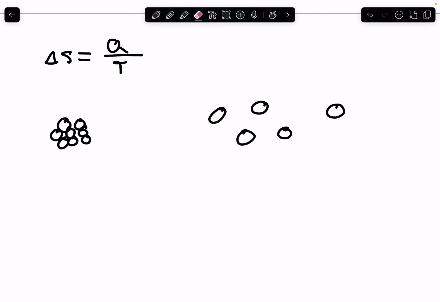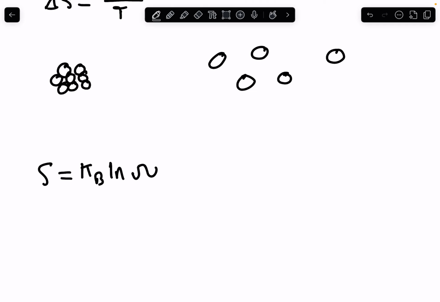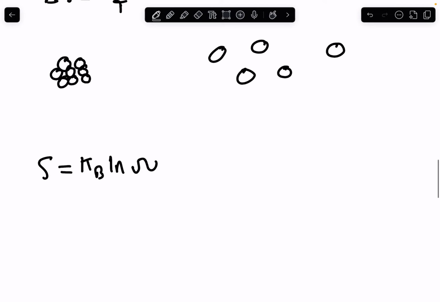Another equation for entropy is this one. You see that k_B is a constant, so you might just ignore it. But what is then omega? Omega represents the number of microstates. What do you mean by a microstate, you can ask?